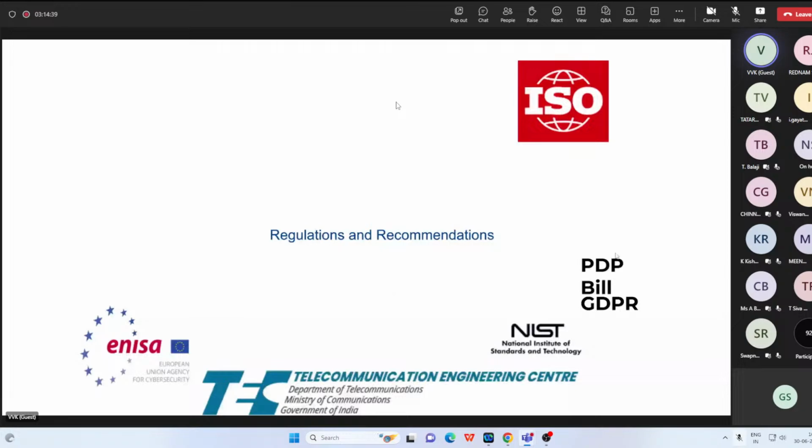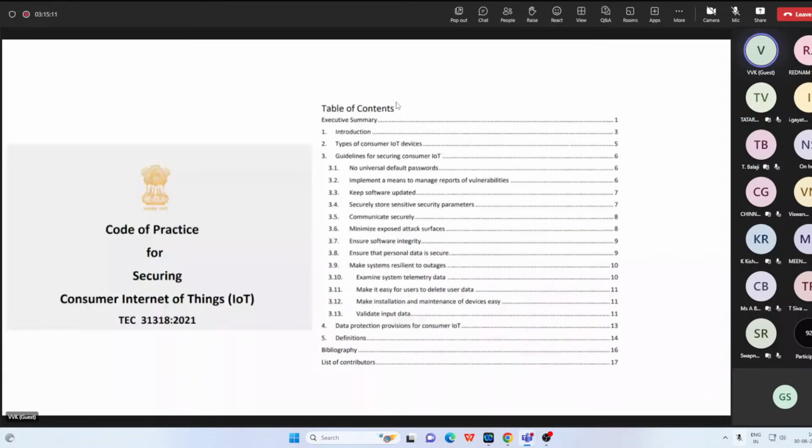From the India point of view, we have the Personal Data Protection Bill introduced into the Parliament. And then GDPR is something which people are talking about. You have GDPR guidelines related to the privacy of data related to individuals, and how the software vendors or software manufacturers have to handle the user data. That is all defined there.